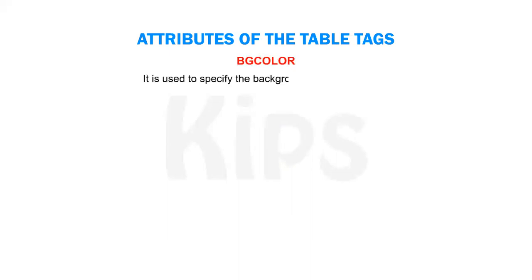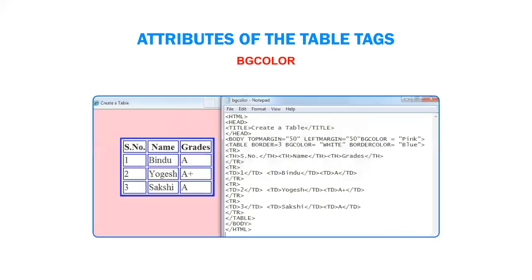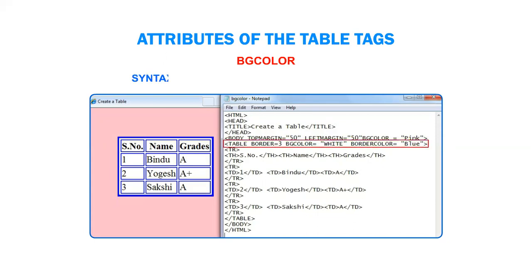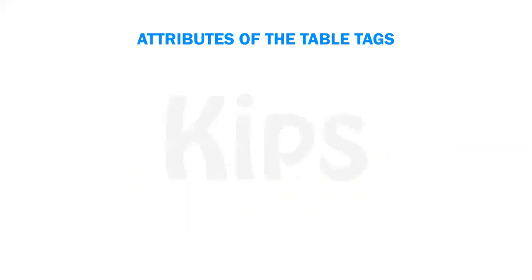Background color. It is used to specify the background color of a table. The default color of the background is gray. You can change it by defining a color name or hexadecimal code. Syntax: <table border="3" bgcolor="white">.